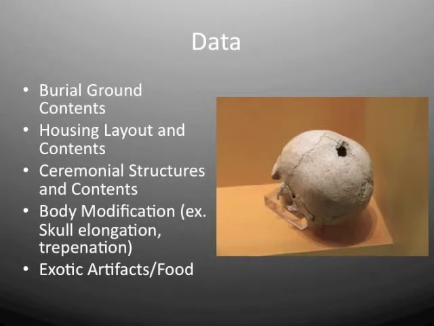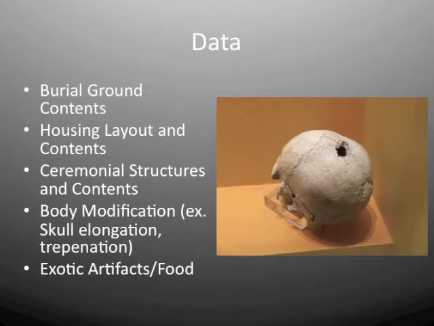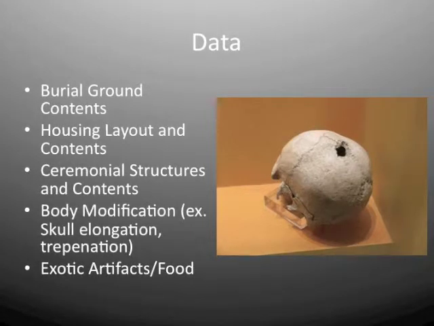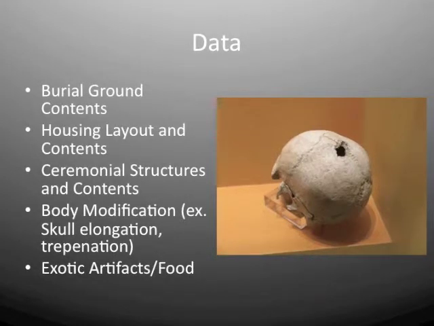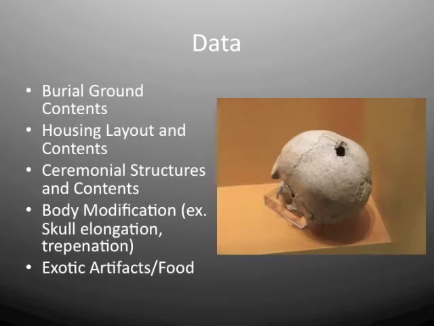Exotic artifacts found in sites can indicate greater wealth and a higher social class. Exotic artifacts must be obtained through trade or gathered from distant locations. Different styles of pottery can also indicate social classes because of the style and color.